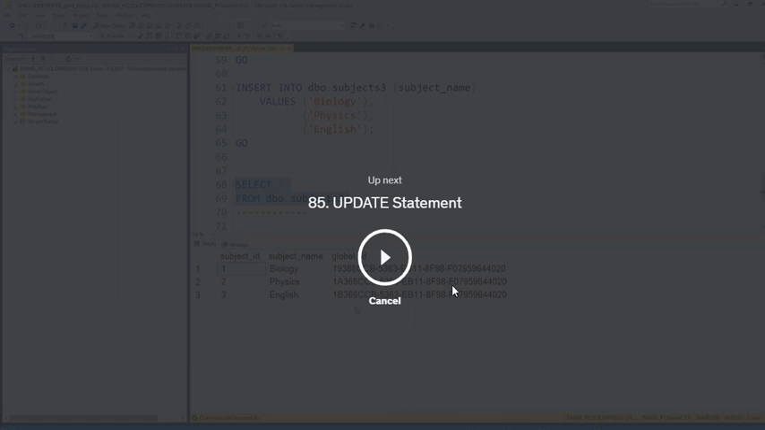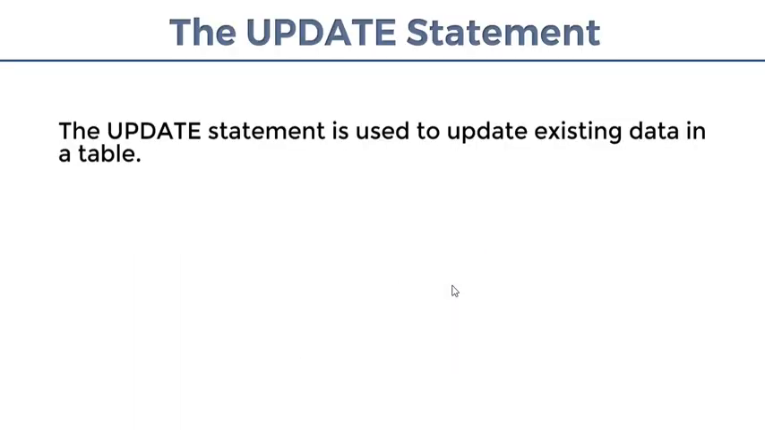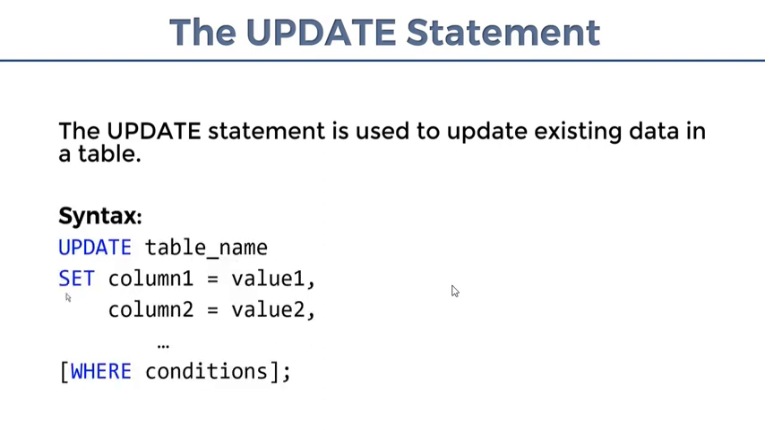Update statement. How to use the update statement? You already know how to create a table, how to insert data, and how to update the data. The update statement is used to update existing data in the table. Syntax: update table name, and set the columns you want to update, column 1 equal to value 1, column 2, with a where condition. This is the update syntax.